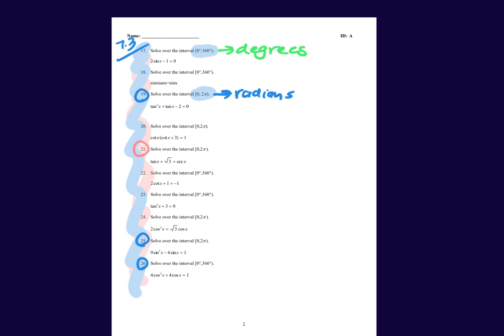Don't forget your plus and minus when you're square rooting. If it's a reciprocal function, obviously don't forget that you're going to have to flip it. So your cotangents, you're going to have to flip.